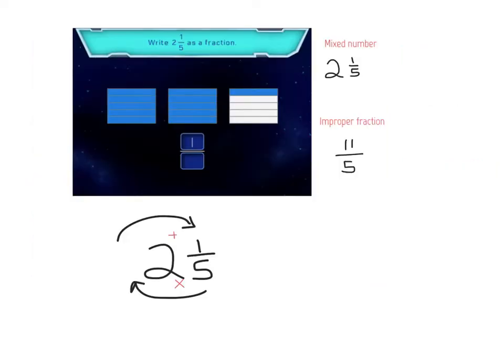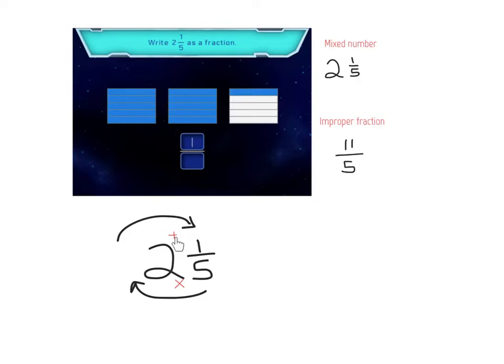And mathematically, if you don't always have a picture, here's the strategy that I've taught you. You've got a denominator of 5, and that's what this means. There's 5 parts that make up a whole. But you actually have 2 wholes. So you've got 5 parts times 2. That's 5 parts 2 times. So that's a total of 10/5.